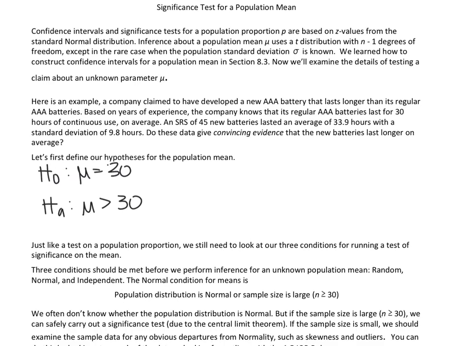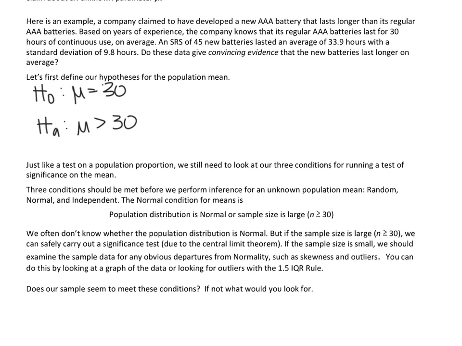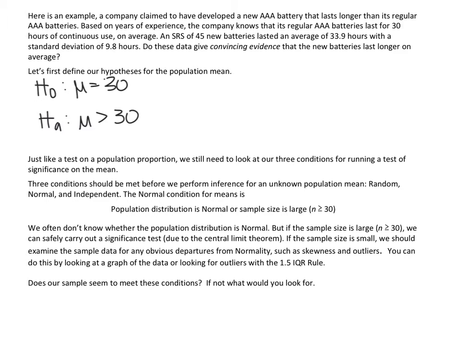Just like when we talked about tests for a proportion, we still have to look at the same three conditions for a test for significance. Those are random, normal, and independent. As a refresher, for a population mean, our sampling distribution is normal if our sample size is greater than or equal to 30. We often won't know whether the population distribution is normal, but if the sample size is greater than or equal to 30, we can carry out a significance test.